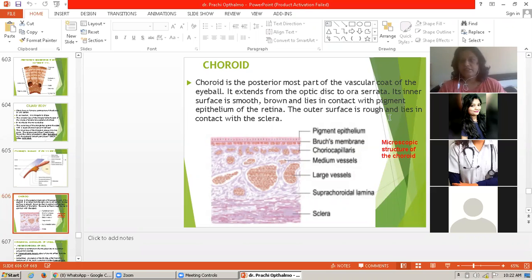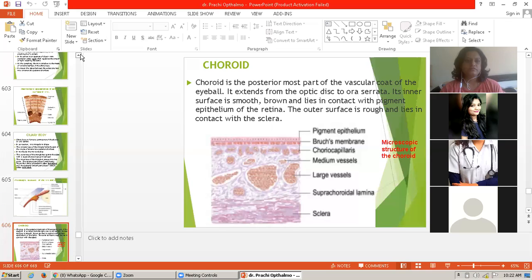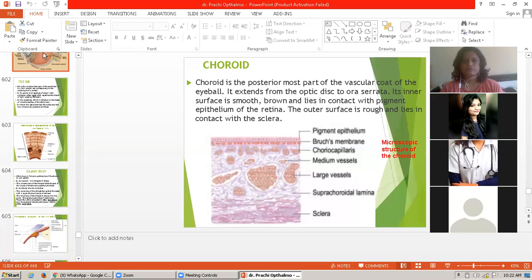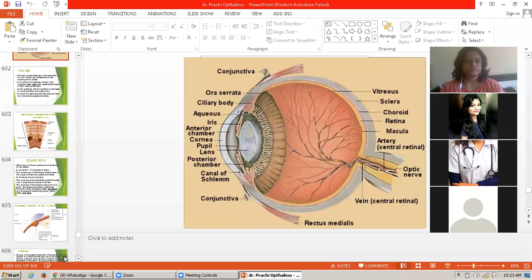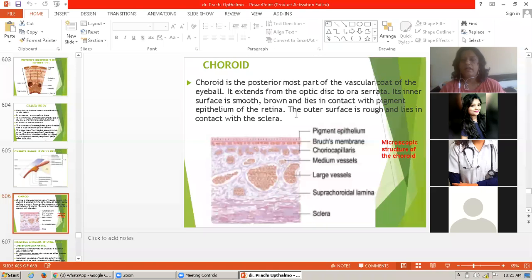The outer surface is rough and lies in contact with the sclera. So, the choroidal inner surface is smooth, brown, and lies in contact with the pigment epithelium of the retina. So, this is a retina, and this one is a choroid. And the outer surface is rough and lies in contact with the sclera.